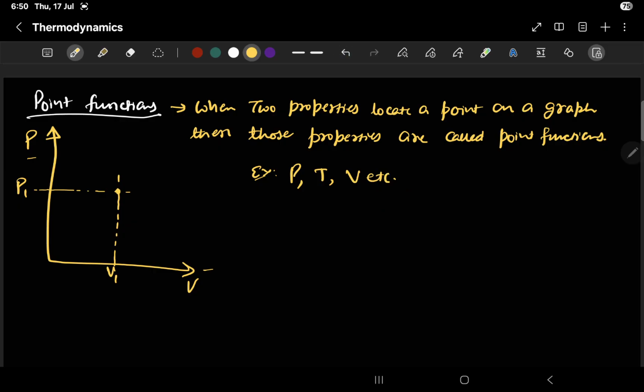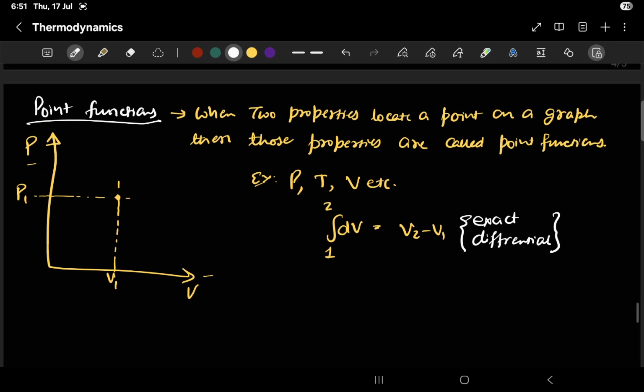If we talk about a small change in volume, dV, and integrate it between state 1 and state 2, we directly obtain V2 minus V1. This, my friend, is called an exact differential. All point functions are exact differentials, and point functions are independent of path history.